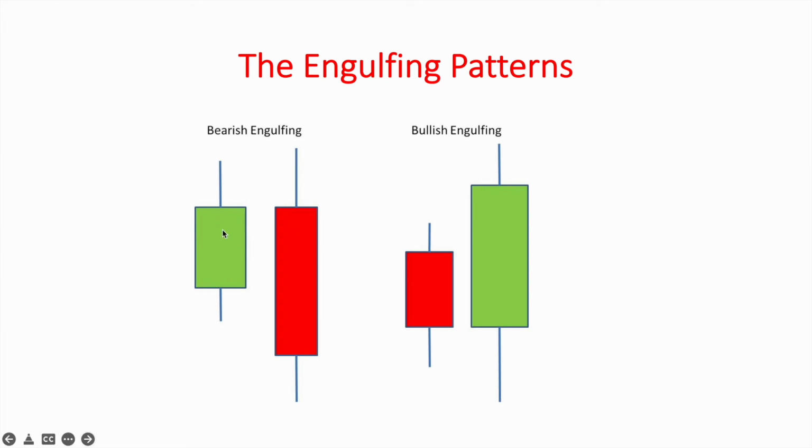So the buyers did their thing and the sellers came and overwhelmed. Now you can see the body of the bearish candle is much bigger than the bullish candle. That is why it's called the bearish engulfing, because the bearish candle engulfed the bullish candle, and vice versa here. The bullish candle engulfed the bearish candle. So it's very self-explanatory, as you can see on the diagram.